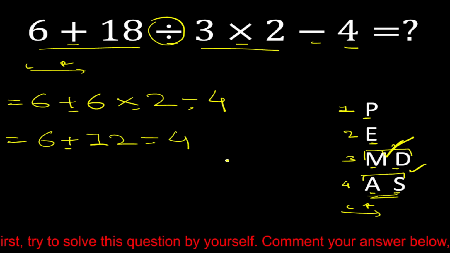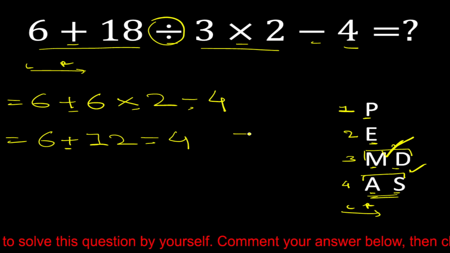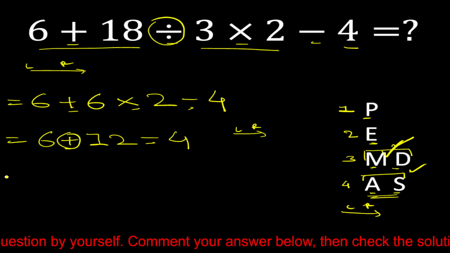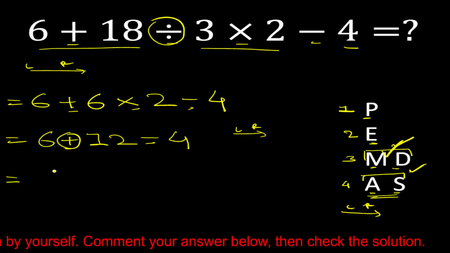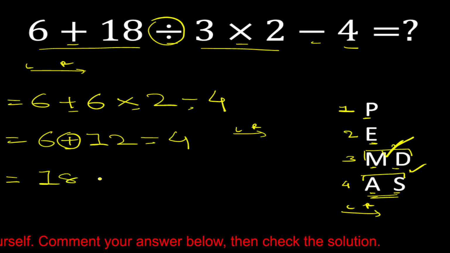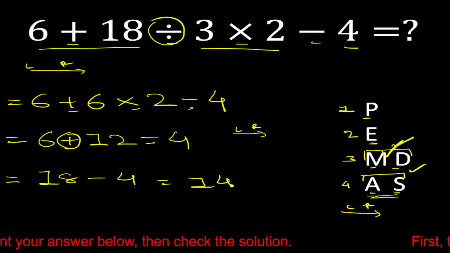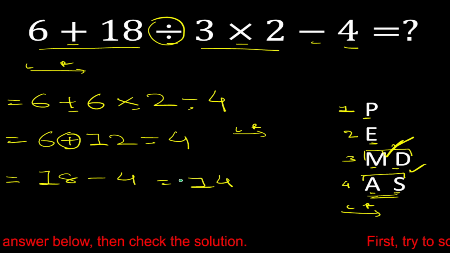Now addition and subtraction both have equal priority, so we have to solve from left to right. So first we have to solve this addition. Okay, so 6 + 12 is equal to 18 − 4. Now 18 − 4 is equal to 14. So the correct answer is 14.